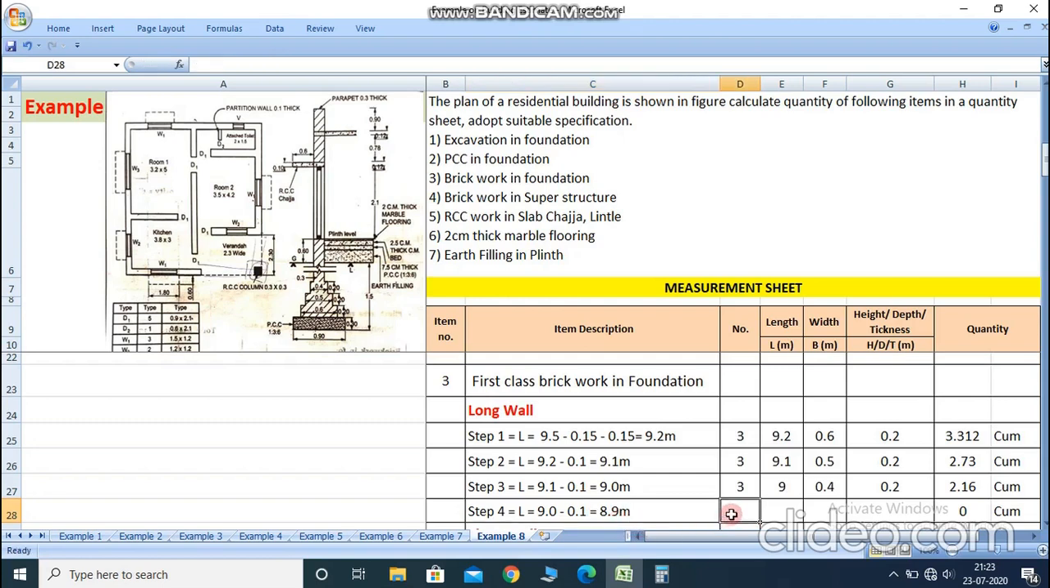Now here the total number of walls is 3, long walls 3, and right here 8.9 meter length, and width is 0.3, and height we calculated as total 1.5 minus 0.3 minus 0.2 minus 0.2 minus 0.2, so we got a value at this point, and plus 0.6 because we calculated up to plinth level. Clear? So we use the calculator.